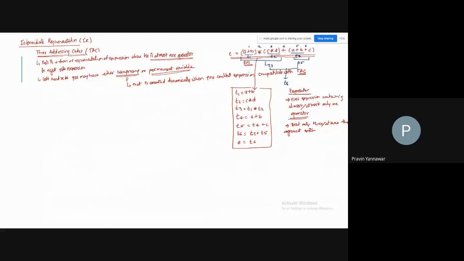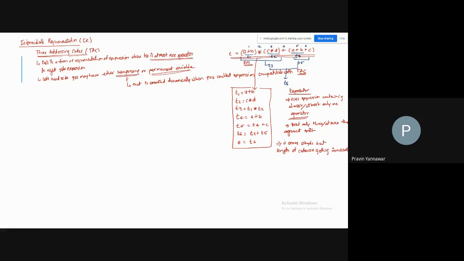This gives me one more important key point: no matter how long an expression you write, whenever you create such a three-addressed code representation, it becomes simple. It looks simple, but the length of the code is getting increased.